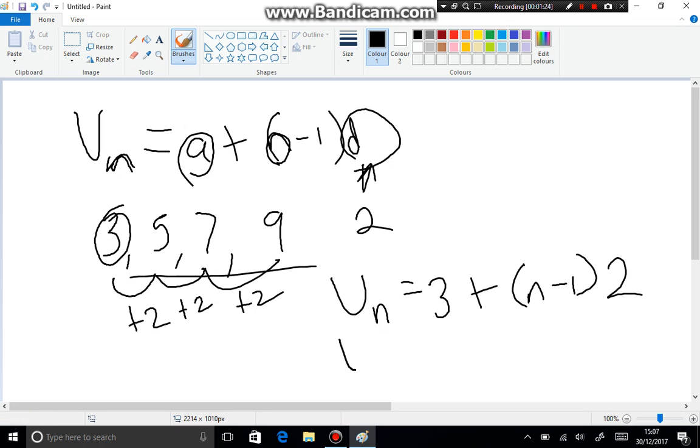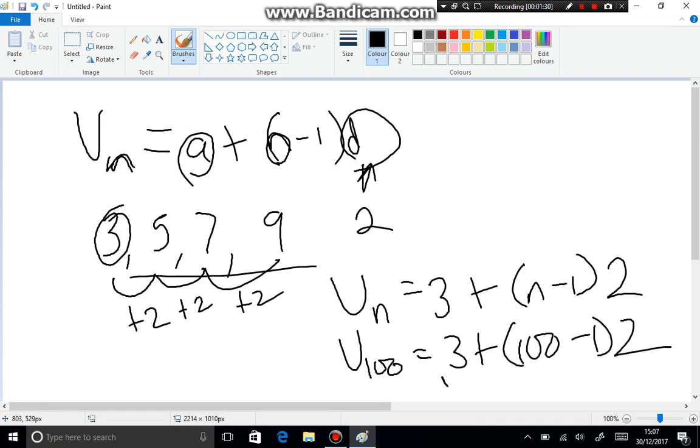Let's say you want to find the 100th value in this series. You plug in u100 is equal to 3 plus, replacing the n with 100, 100 minus 1 times 2, and you get your answer. I don't have a calculator, but 99 times 2 is 198, plus 3 is 201. So that's the answer you should get.